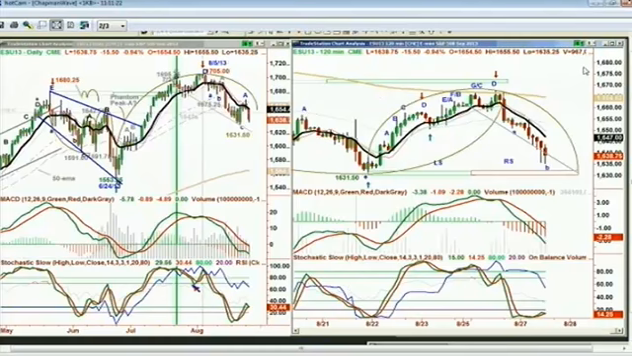Now, what I'm showing here is that in the daily, you've made that reversal in the arch formation with terribly weak technicals.